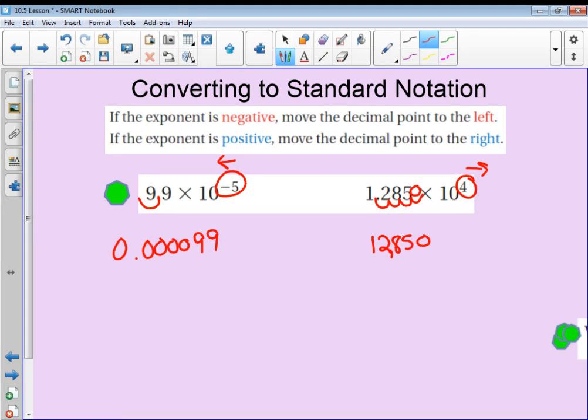Okay, so you should have gotten 0.000099 for the first one. Now take note, the book will put that 0 in front. If you leave it off, that's okay. Just make sure your decimal is there. The book is going to put the 0 there. And the second one, you should have ended up with 12,850. Once again, you do not have to multiply these out on a calculator. It is a simple move of the decimal. You're going to look at your exponent to decide whether you're going to go left or right, and it's also going to tell you how many places.